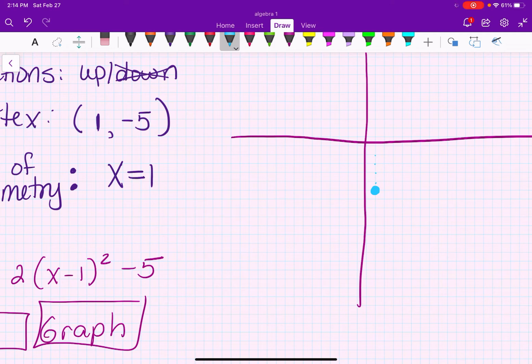And then I look at my table. I don't necessarily write it down. You can write it down if you want to. But I didn't. I just looked at the next values around my vertex, and that's how I figured out where to graph.